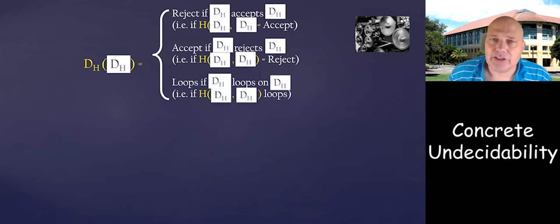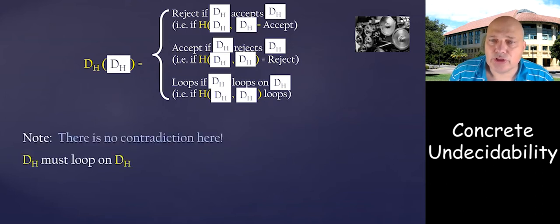And when we put all of this together, we see that D_H on D_H rejects if it accepts, and accepts if it rejects. So these two options are impossible. They lead to a contradiction. But the last option is that it loops, if D_H loops on D_H. And this is equivalently if H of D_H loops. And since there are only three options and the first two lead to contradiction, then the third is the only option that happens. So there is no contradiction. We just conclude that D_H must loop on D_H.